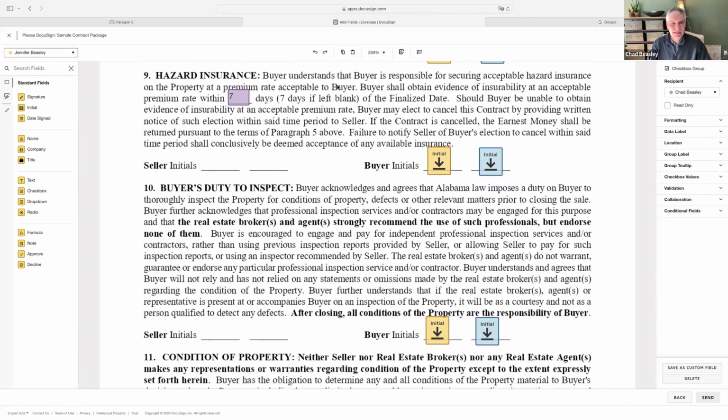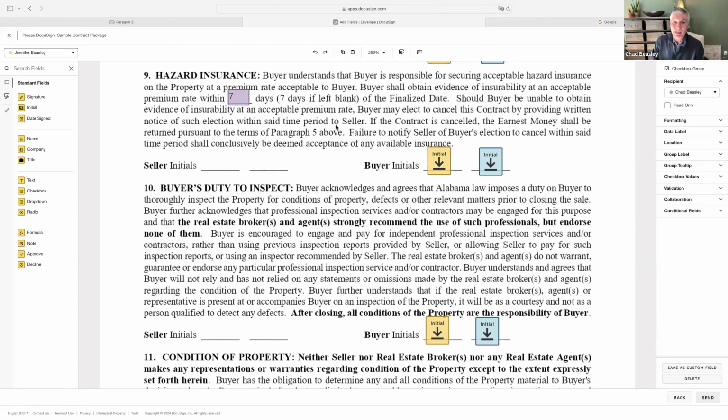Hazard insurance. This is just hazard insurance, same thing as homeowners insurance. It says that the buyer understands they're responsible for securing acceptable hazard insurance on the property at a premium rate acceptable to the buyer. Buyer shall obtain evidence of insurability at an acceptable premium rate within X number of days.